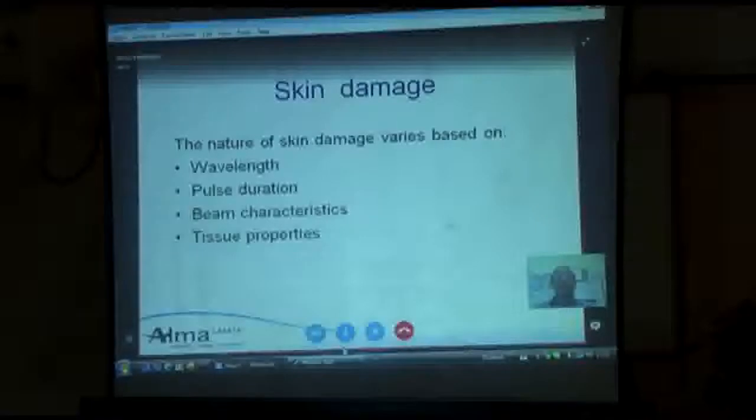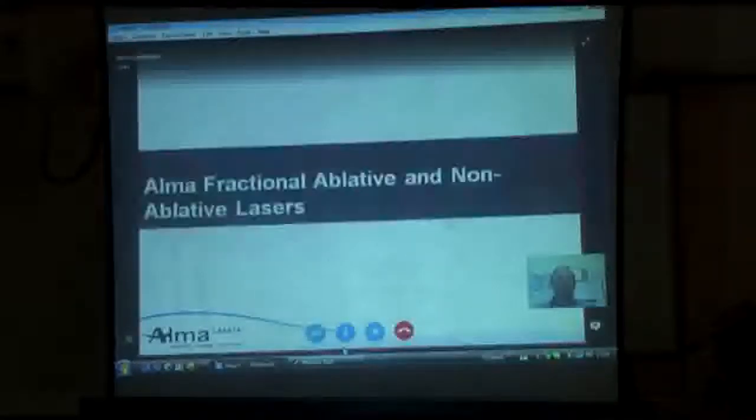The nature of the skin damage is based on the wavelength we're using, either 2940, 1064, or 2600 nanometer. And also the pulse duration may play a role. The beam characteristics and the tissue properties all contribute to the final appearance of the damage we want to create for a certain indication.